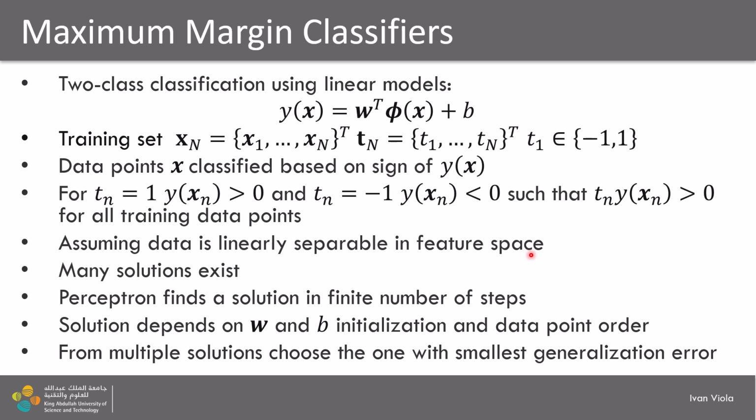Ideally, from the multiple solutions, we should choose the one which has the smallest generalization error. So what does that even mean? Let's have a look at how such a generalization error can be conceptualized.